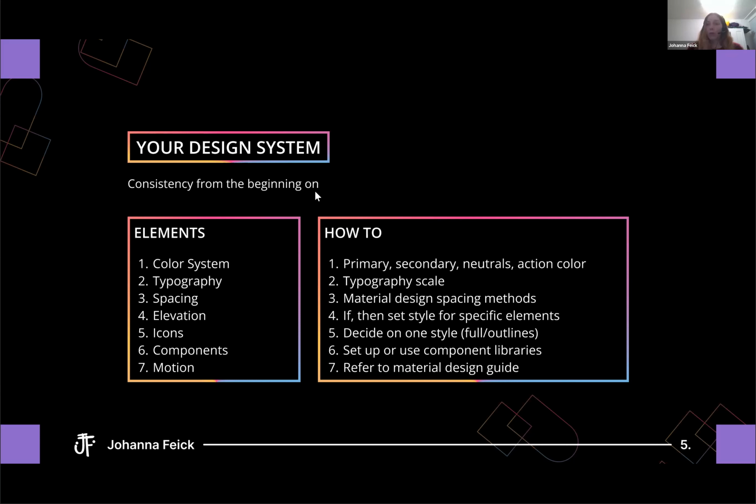Then with icons and components, you can pretty much decide to use already existent icons. Oftentimes it makes sense to just go with material design or other libraries because it can also be easier for the developer to just implement those. If you do custom icons, they might have to integrate each of them again. It's just important when you do the icons that you decide on a specific style. So either full or outlines, and that you stay consistent with the style again throughout your design.